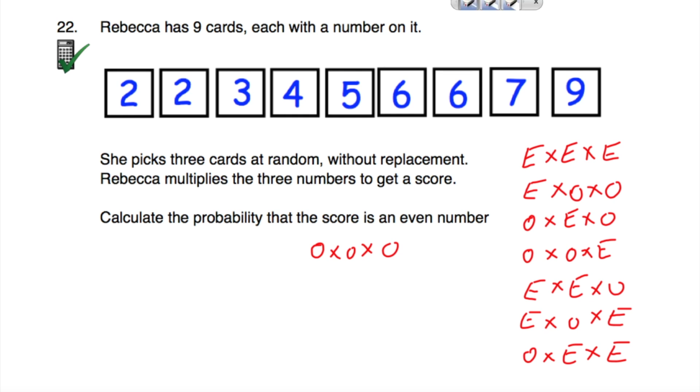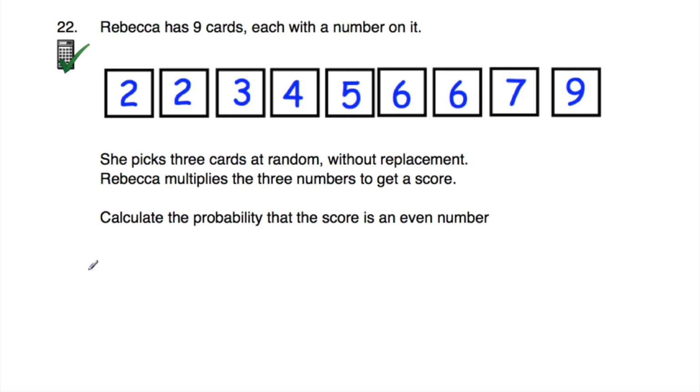So let's find the probability that Rebecca gets an odd number. So we're going to find the probability of an odd, and an odd, and an odd, because an odd number times an odd number times an odd number will give an odd answer. And that's the only way that Rebecca can get an odd answer. So if we find the probability that she gets an odd, we can do 1 take away that probability, and the answer will be the probability that she scores an even answer.